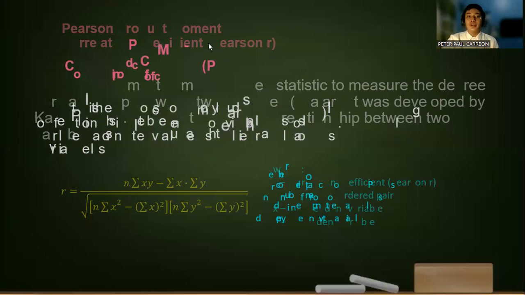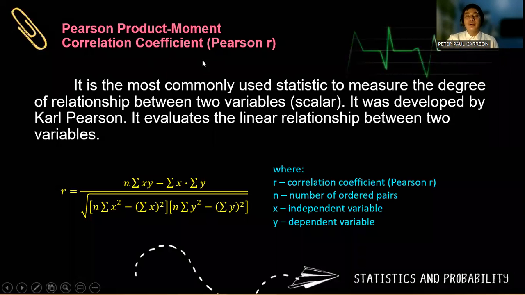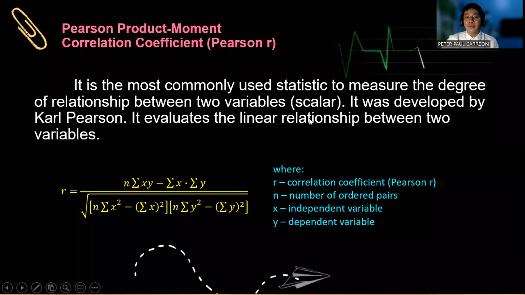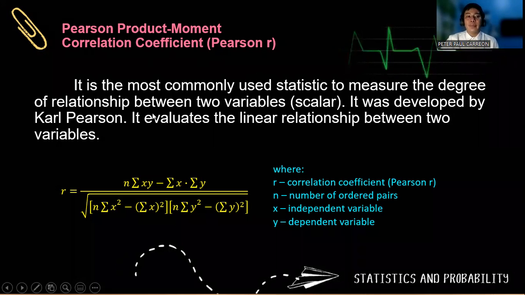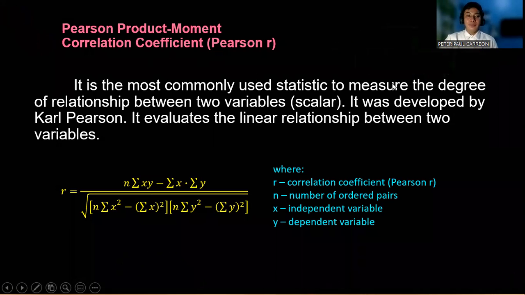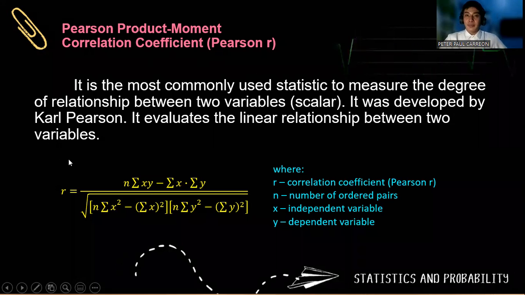The Pearson product moment correlation coefficient, or Pearson R, is the most commonly used statistic to measure the degree of relationship between two variables. It was developed by Carl Pearson, that's why it's named after him, and it evaluates the linear relationship between two variables.